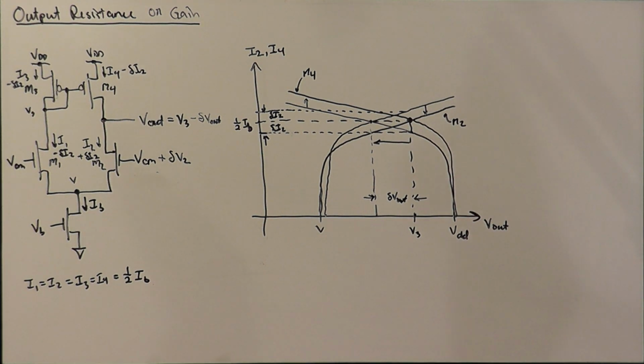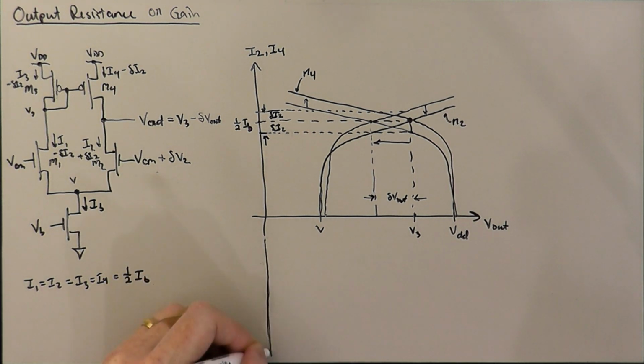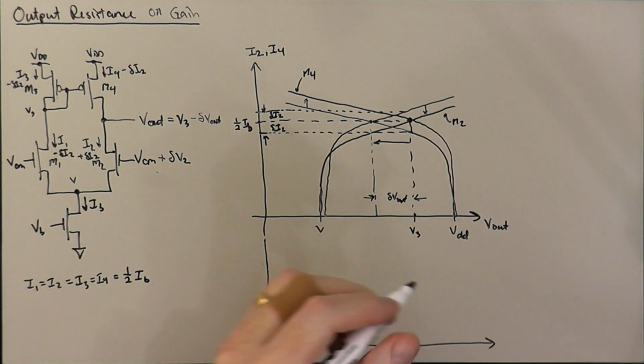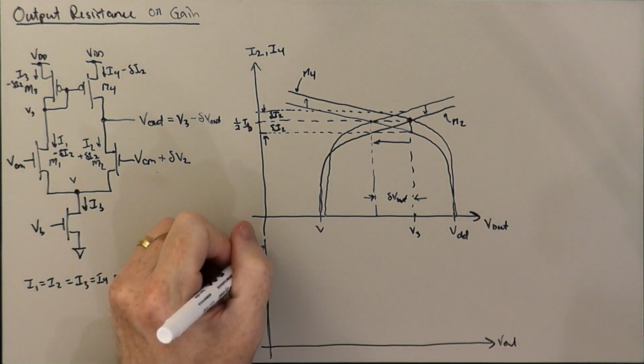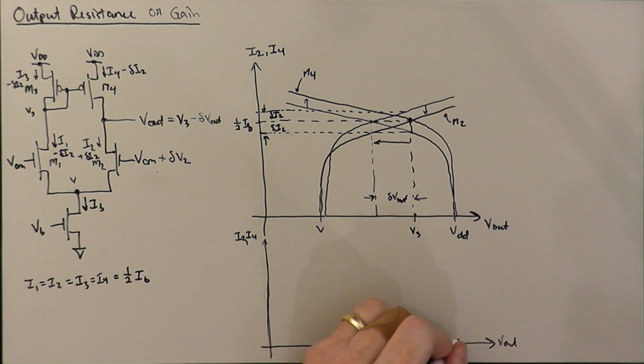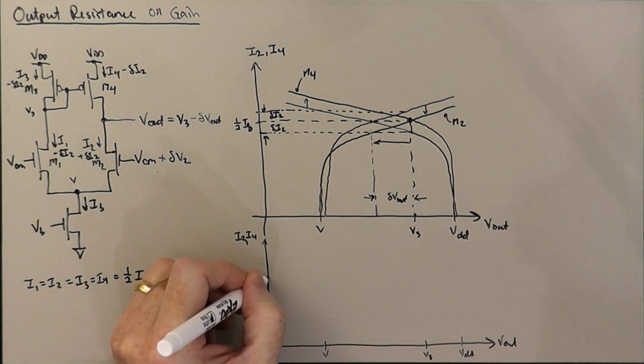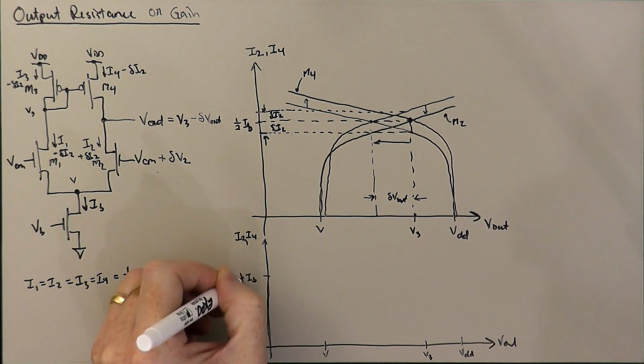Okay? And so let's suppose we make them somewhat shallower. I'm not sure here what the best way to do this is going to be, but maybe we can do that down here. So here's V out, here's I2 and I4, here's V, here's VDD, here's our V3. Let's say this is our IB over 2.